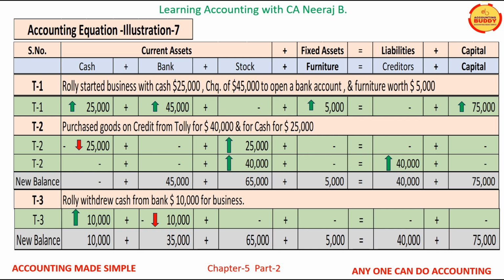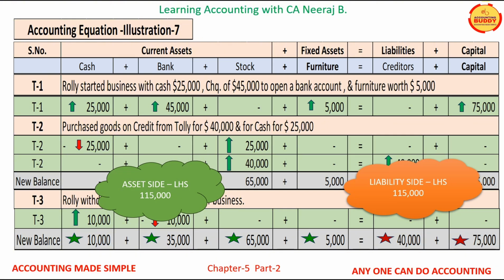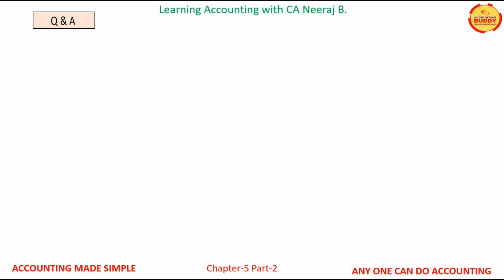Post T3 transaction, the new accounting equation will have $10,000 of cash, $35,000 of bank balance, $65,000 of stock, $5,000 of furniture, totaling to a sum total of $115,000 of total assets on the left hand side of the accounting equation. And on the right hand side, we have $40,000 of liabilities and $75,000 of capital, which is again equivalent to $115,000 in total. Let us now answer few questions related to the topics which we have discussed just now.